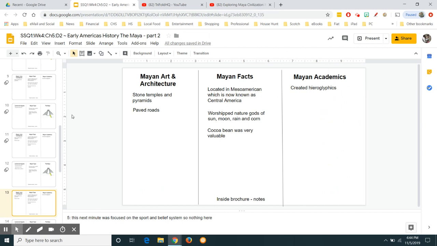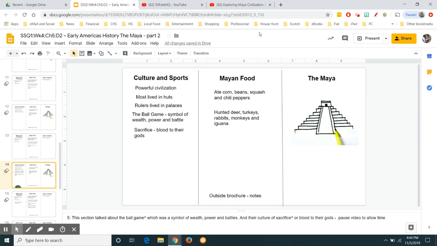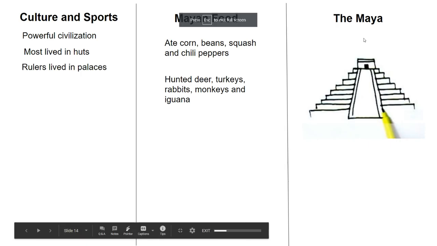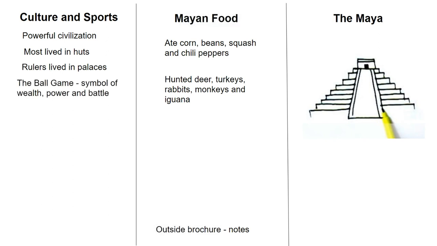In this section, let me just make sure I have the next section correct. Okay. So in this section, it talked about the ball game. That would be under culture and sports. The ball game was a symbol of wealth, power, and battle. Also under culture and sports, a very large part of the Mayan culture was sacrifice. They would sacrifice blood to their gods in various forms. So please pause the video and write those two new elements down under culture and sports.